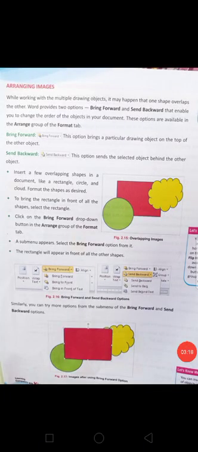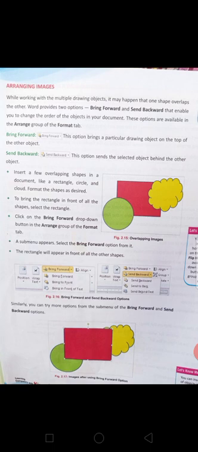Next is arranging images. While working with multiple drawing objects, sometimes we have created so many objects, more than 2, 3. Then what happens? They are overlapped, so we can't see the full symbols and full objects. So what do we do? We have two options in this: Bring Forward and Send Backward. That enables us to change the order of the objects in our document. These options are available in the Arrange group of the Format tab.